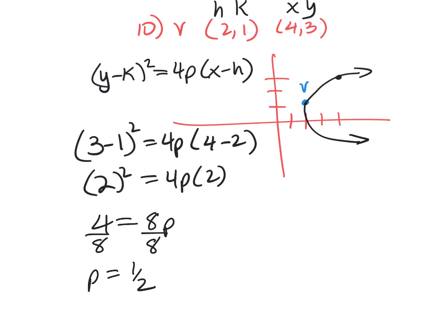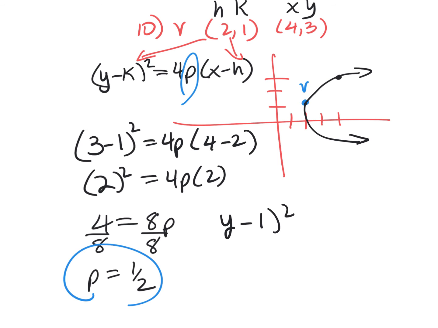Now I take this p, and I'm going to go back and plug it in here, as well as plugging in my h and k. So my final answer here is going to end up being y minus 1 squared equals, when I multiply 4 times 1/2, I'm going to get 2, and then x minus h, and I'm done. Let's try one last one, number 11.